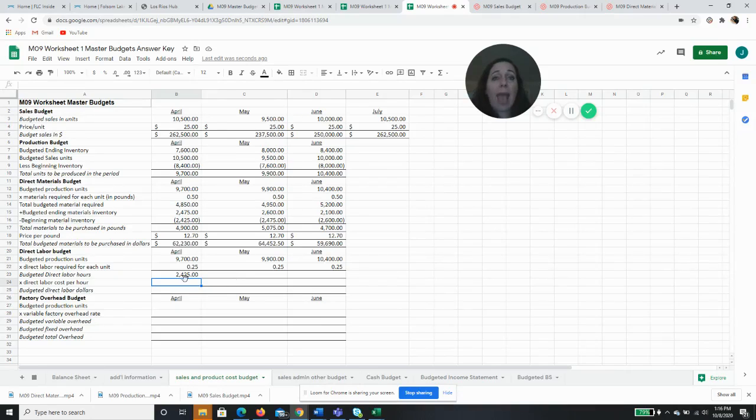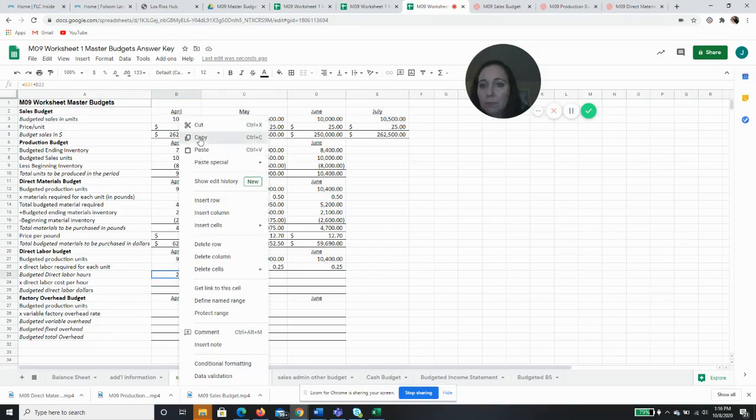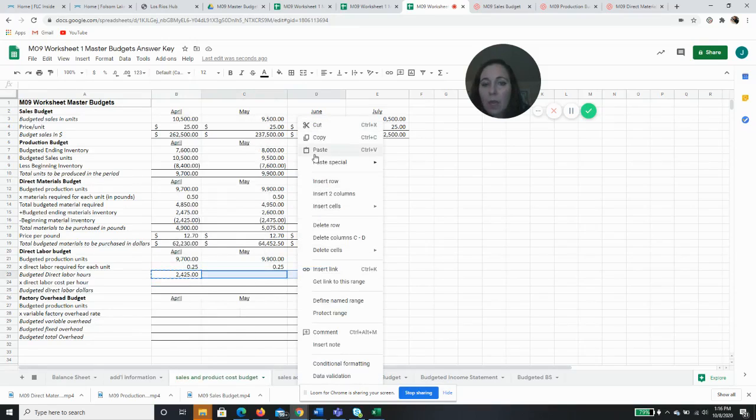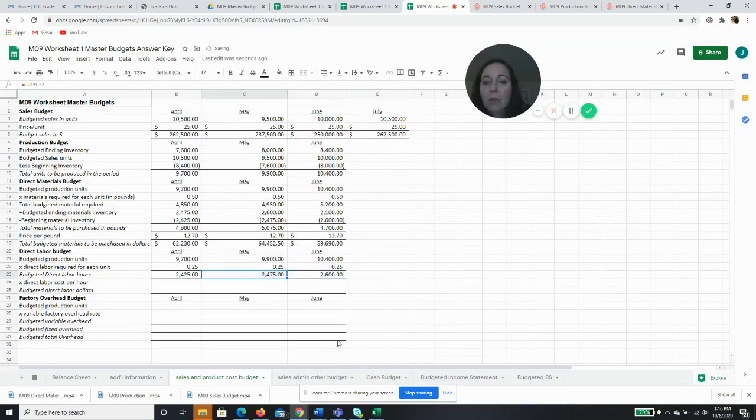Also, if we don't have enough people to schedule that many hours, that means we need to hire more. If that is not nearly enough hours for all of our employees, we may need to do some sort of a reduction, right? So the budget is going to inform our decisions because now we have a pretty good idea of how many hours of labor we need to schedule. I'm just going to copy this over. And now we know that for May, we need to schedule 2,475 hours of labor, and for June, we need to schedule 2,600 hours of labor.